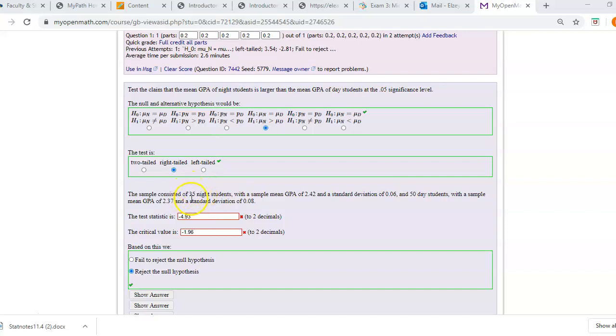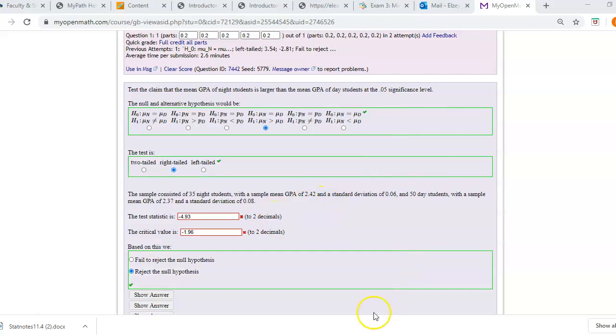Here's our n sub 1. Here's our x bar sub 1. Here's our standard deviation sub 1, our s sub 1. And then here's our n sub 2, our x bar sub 2, and our standard deviation s sub 2. All right, and I've written those down so I don't have to keep going back to this screen.